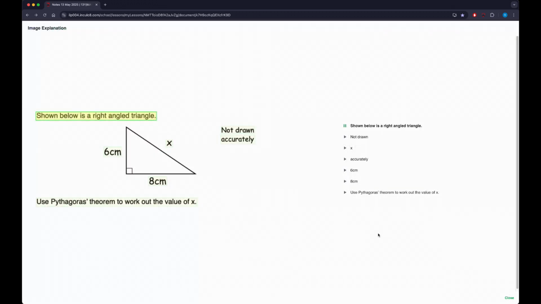Shown below is a right-angled triangle, not drawn accurately, 6 centimeters, 8 centimeters, x. Use Pythagoras' theorem to work out the value of x.